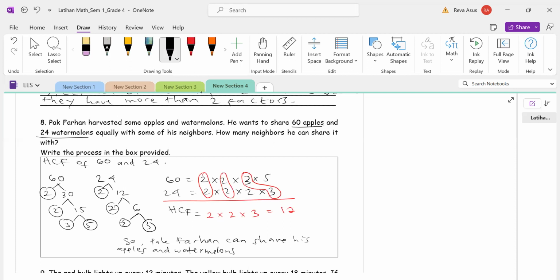So, Pak Farhan can share his apples and watermelons equally with his 12 neighbors. All right.